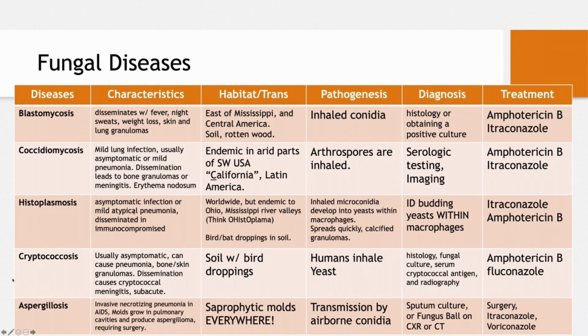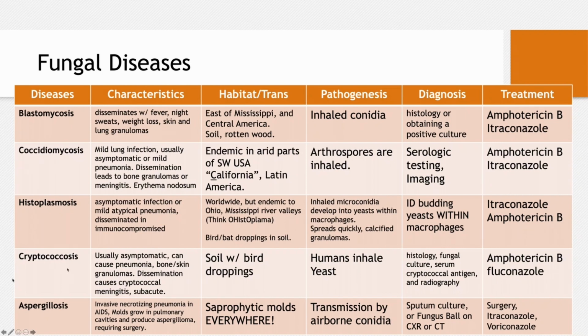With these, they tend to get either kind of an asymptomatic infection or kind of this atypical pneumonia, like what we talked about. When you have immunocompromised patients, and these infections tend to happen more in the immunocompromised population, they get more of a disseminated disease. Again, same kind of stuff on the chart.